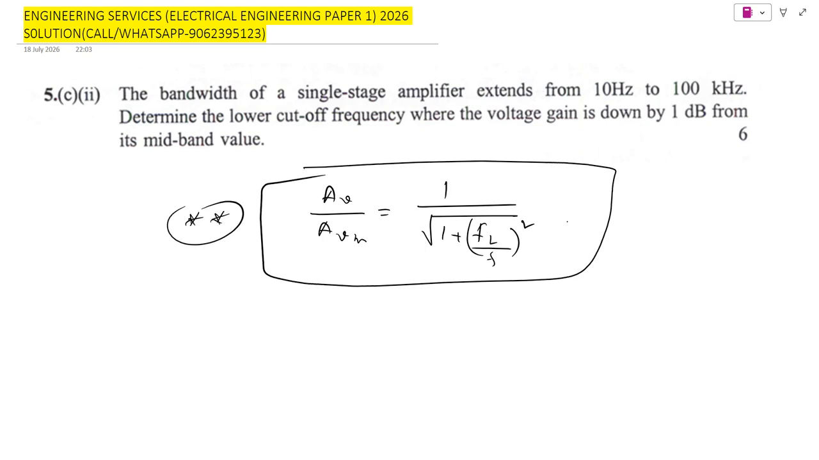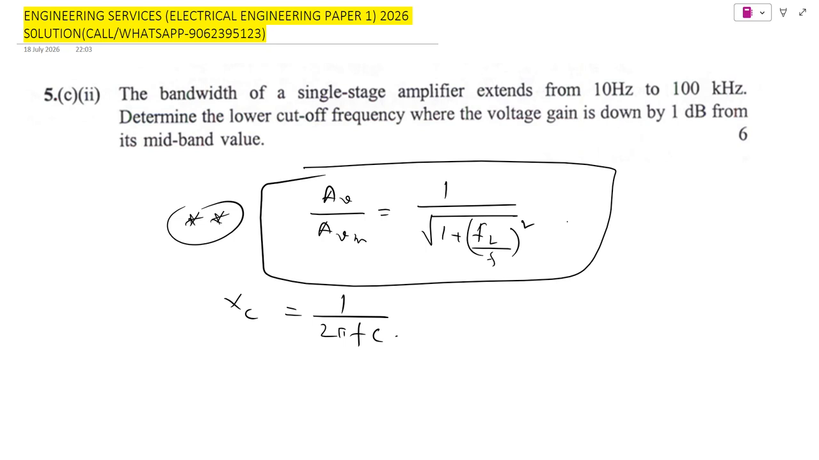Now, why does gain decrease at low frequencies? Because the coupling and the bypass capacitors offer high resistance, or high reactance, at low frequencies. As frequency decreases, the capacitive reactance XC, which is 1 by 2 pi FC, increases. So less signal reaches the amplifier and the voltage gain starts falling.